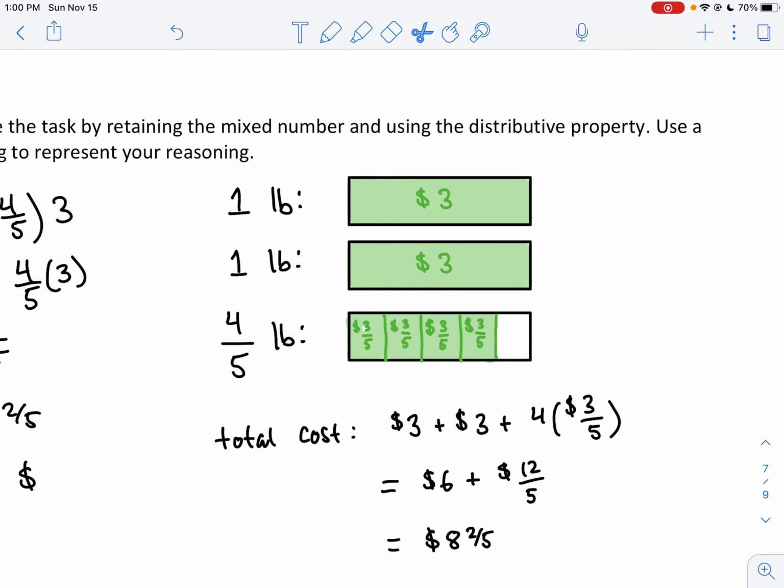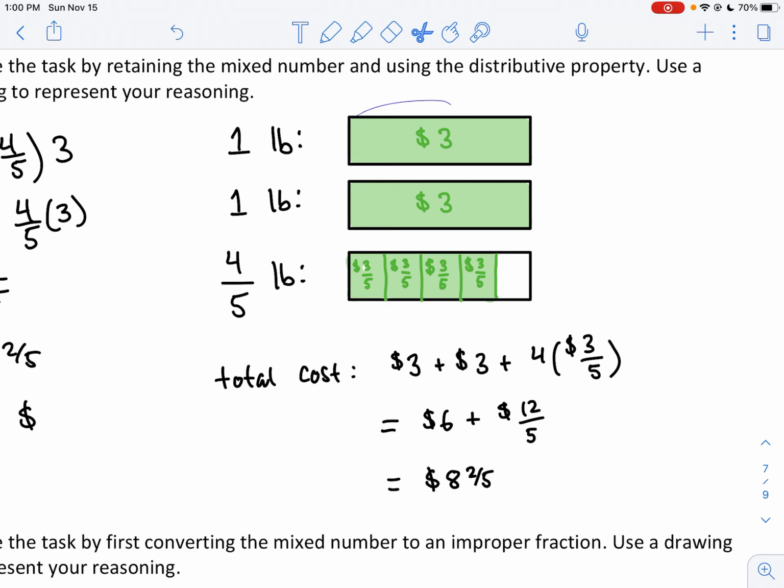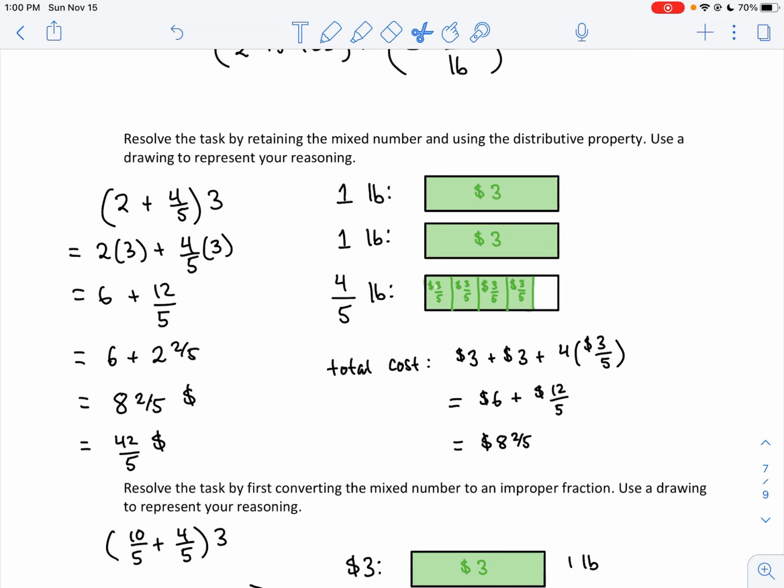I use this imagery to support that my total value would be $3 plus $3 plus 4 times 3/5 of a dollar, and that winds up being 6 plus 12/5, and 12/5 is 2 and 2/5, so that winds up being 8 2/5 dollars, or 42/5 dollars.